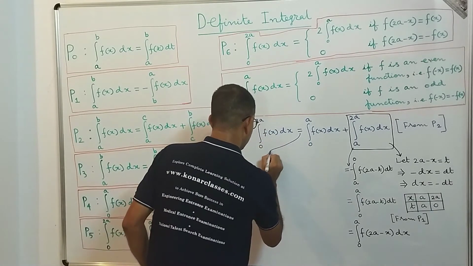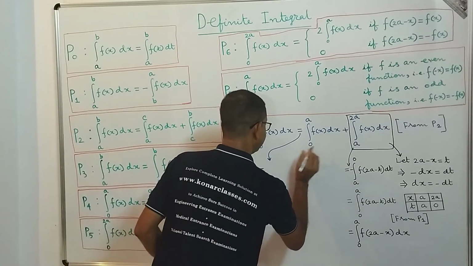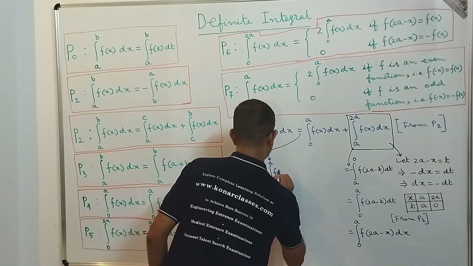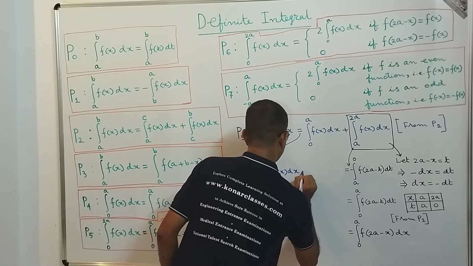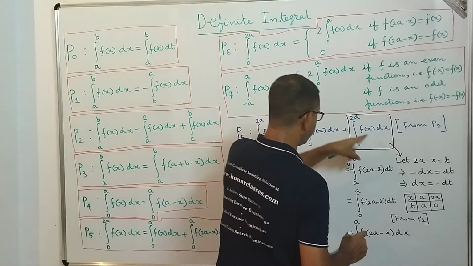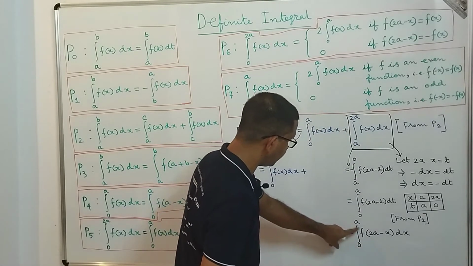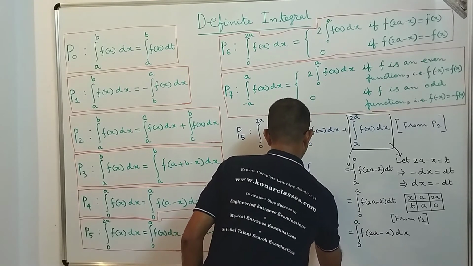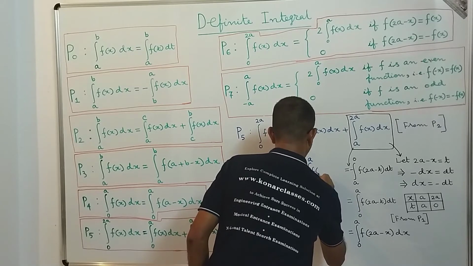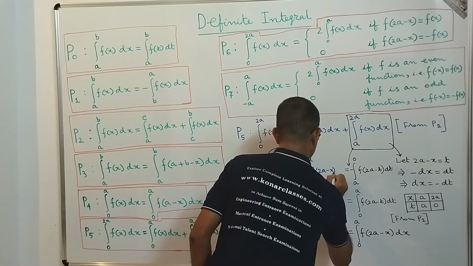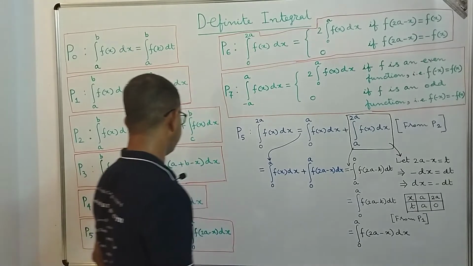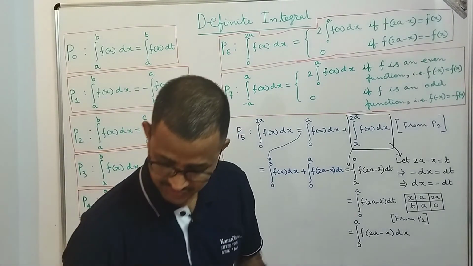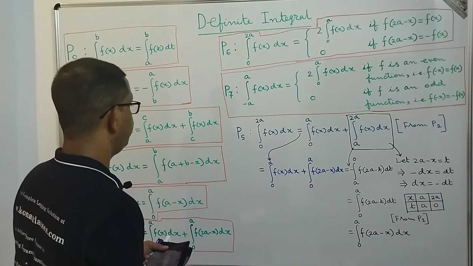So what we can write from here? This is equal to, as it is, integration 0 to a f(x) dx plus integration a to 2a f(x) dx, which is nothing but integration 0 to a f of 2a minus x dx. And this is the right hand side of property P5. Okay, dear students, so now let's concentrate on P6.